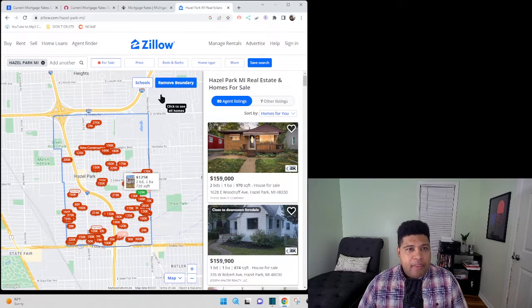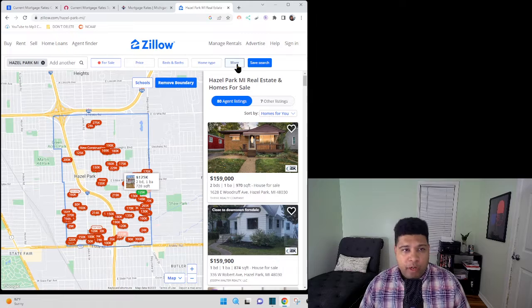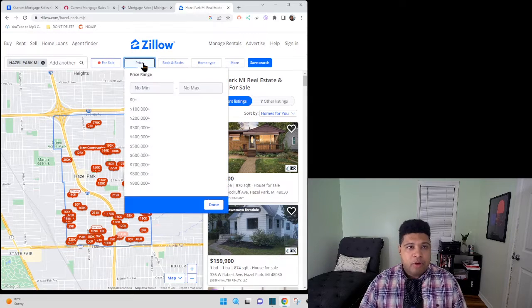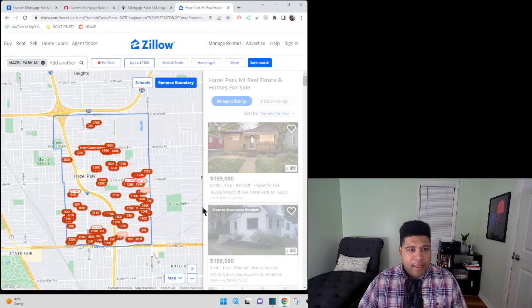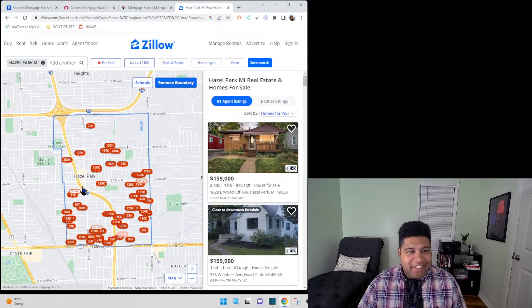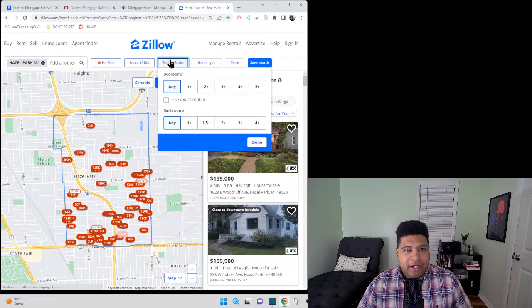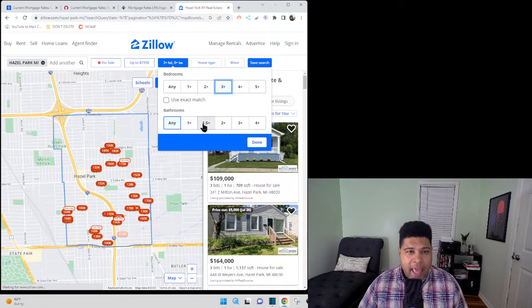Now, I like that you can filter by price, bedrooms and baths, and home type, and there's more if you want to get more specific. So let's click on price here. Let's say you want a max of $500,000, you don't want to go over. Let's just say $210,000. Hit done, and now it shrinks a little bit. Then let's go here. I want at least 3 bedrooms and at least 1.5 baths.